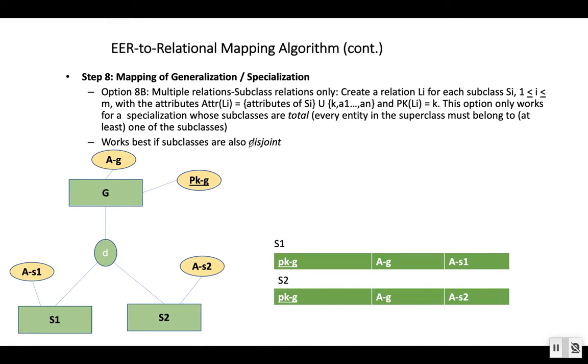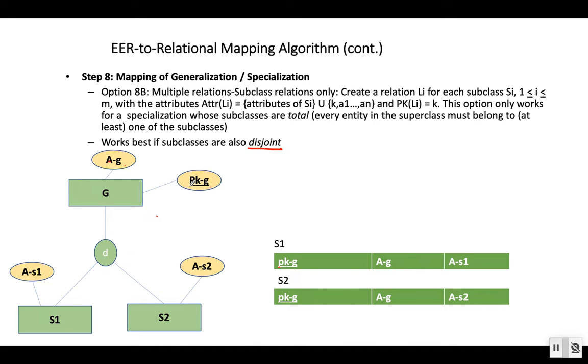Now option B. The second option is that, instead of having a separate relation for each subclass and superclass, we are going to have a relation only for the subclasses. So here we are going to have a relation for S1 and a relation for S2. Now all the common attributes we are going to include in each of the subclasses, for example AG and PKG, these are all general attributes. So each of the subclasses will have all the common attributes.